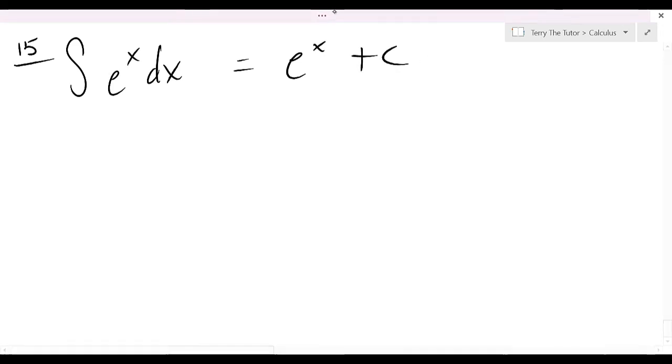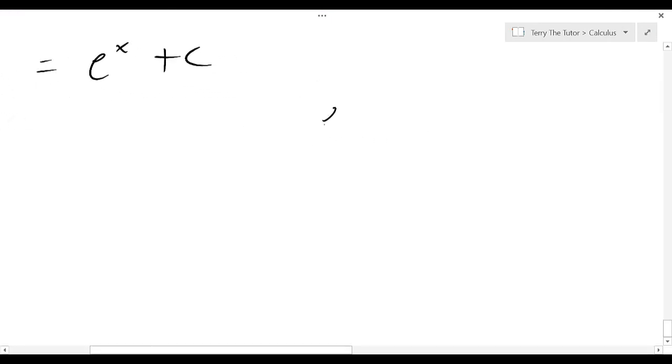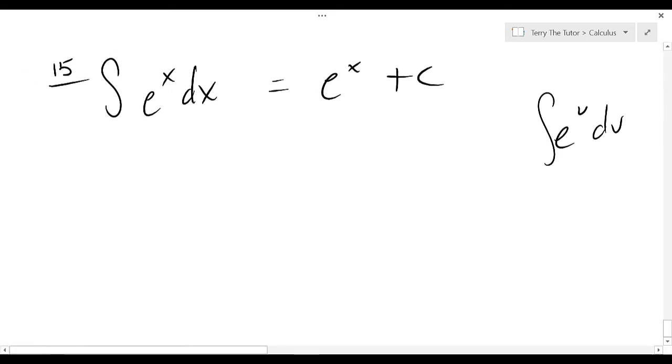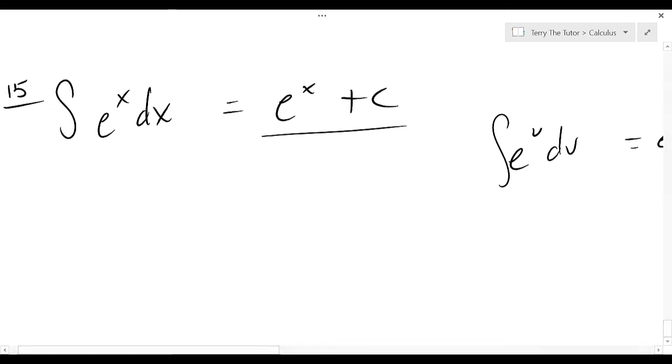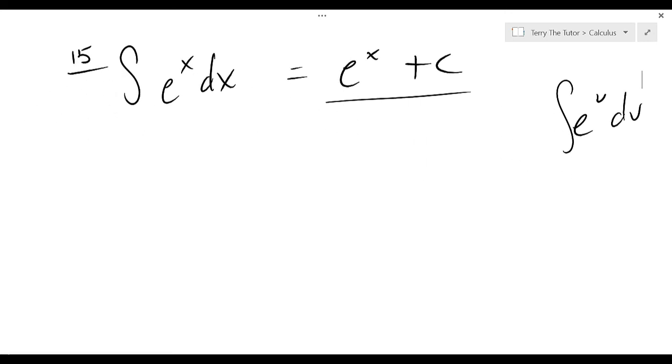I recommend that you know that formula. Actually, the official formula is the integral of e to the u du equals e to the u plus c. And when solving these, the trick is to find u. I'm giving it away. But I hope you see how this relates to that formula. Natural numbers is a very easy thing to integrate.